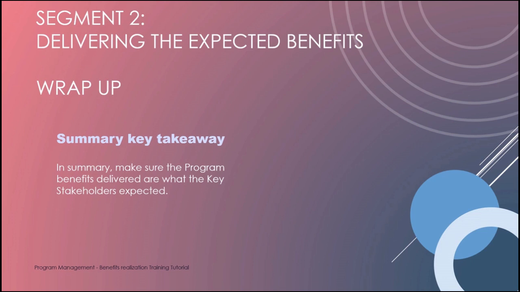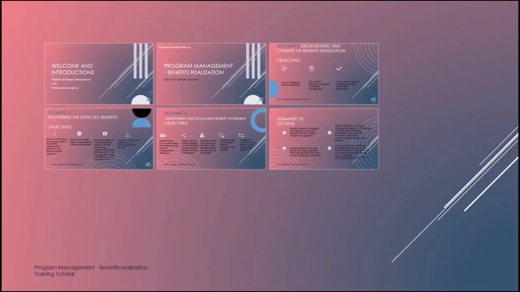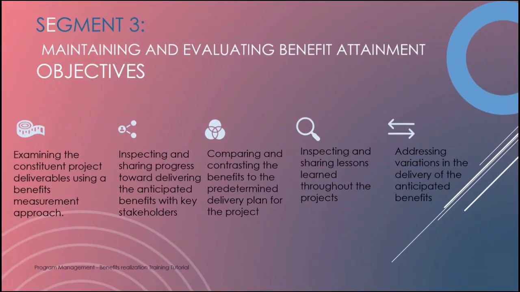We continue to look at processes and concepts a program manager needs to consider in delivering the expected program benefits in the next segment of this tuition. You can find this in Segment 3. Maintaining and evaluating benefit attainment.